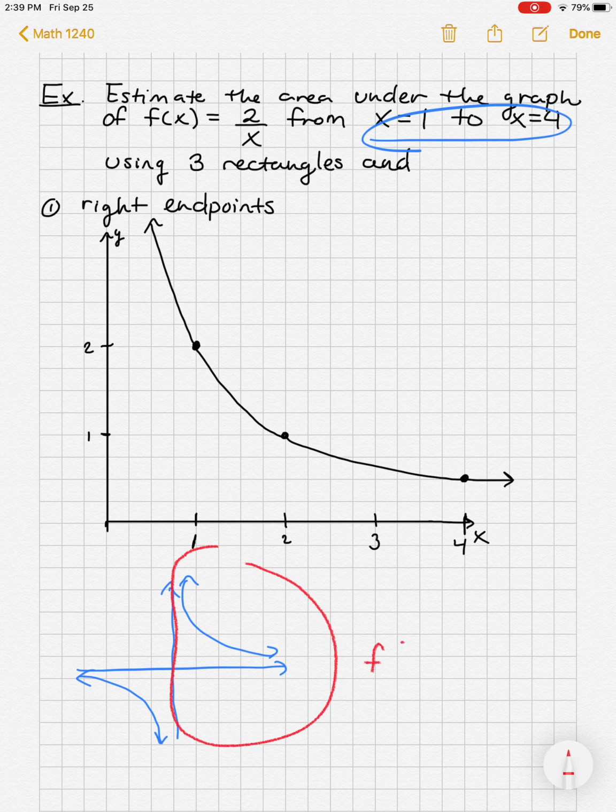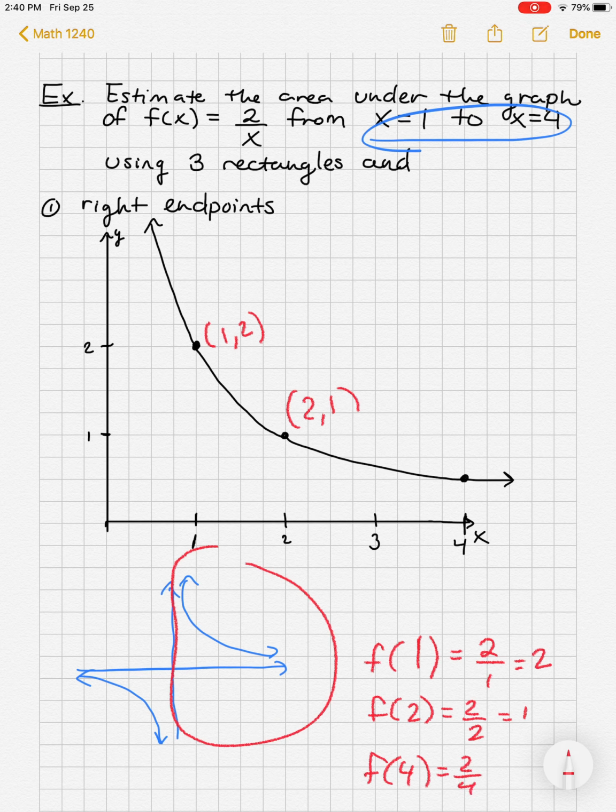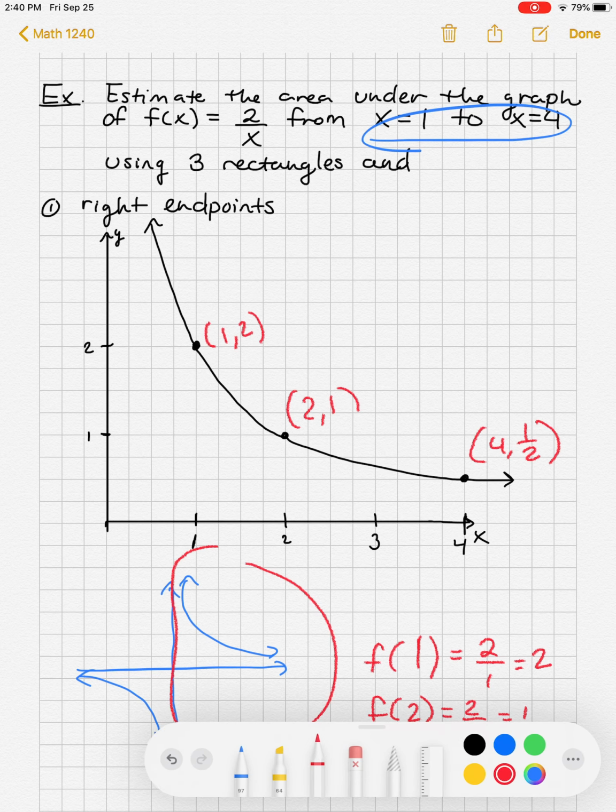So how did I get these values? I plugged them in. What is f of 1? f of 1 is 2 over 1, which is 2. That's this point. f of 2 is 2 over 2, which is 1. That's this point. f of 4 is 2 over 4, which is a half. That's this point, etc. Okay, so that's how I got that curve.